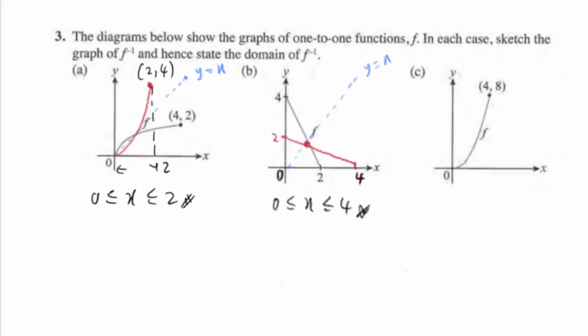Okay, the next one, part C. Let's draw your y equals x here. Okay, let's draw the inverse. The inverse I use red color, so this one is curving up. In fact, C and A are exactly opposite. They should intersect here, and this point is now, instead of 4, 8, we write 8, 4.